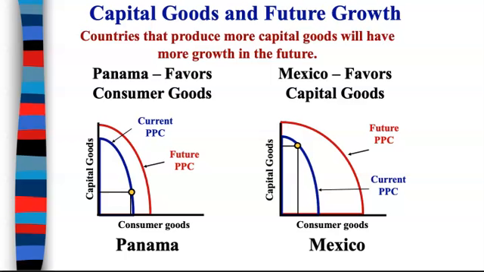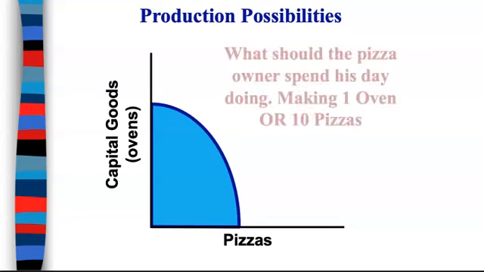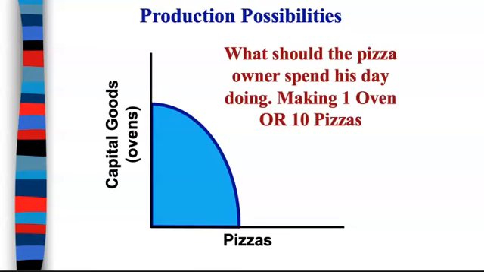Let's think about that in another way. So let's take the following company, the pizza owner, let's call him Tony. All right, Tony has one day. And so every day he has the choice and he can make either 1 pizza oven or he can make 10 pizzas. That's what he can do. He only has time to do one of those 2 things. And let's just simplify and say that he can't do anything in the middle. He can either pick this point or this point down over here.